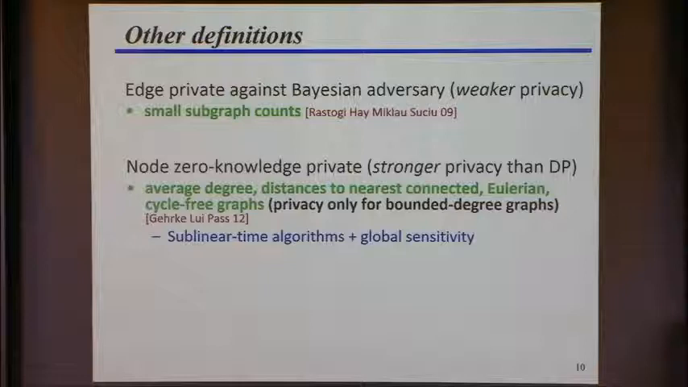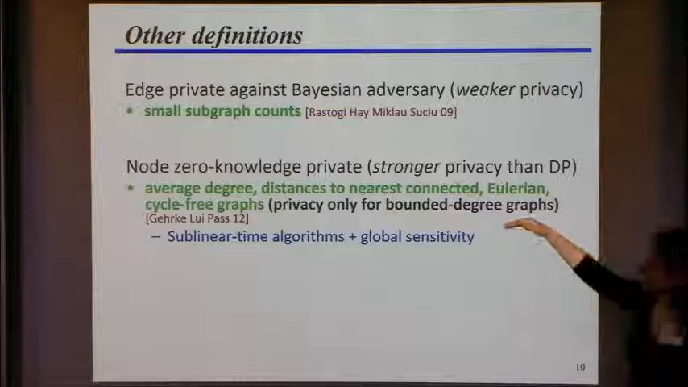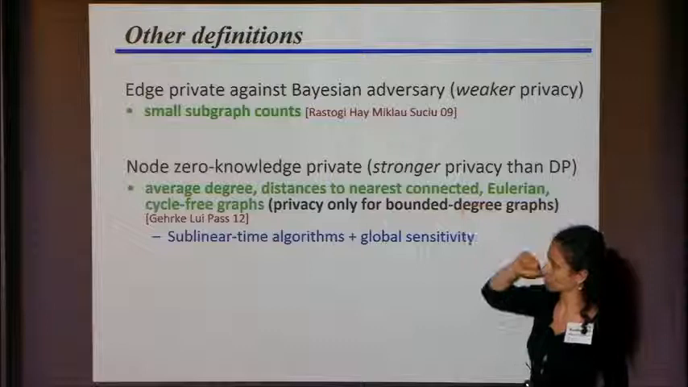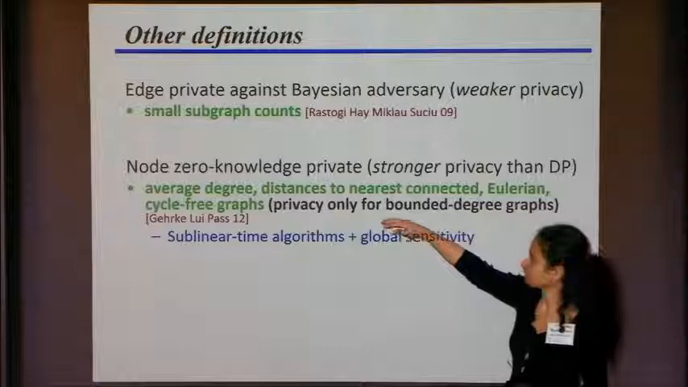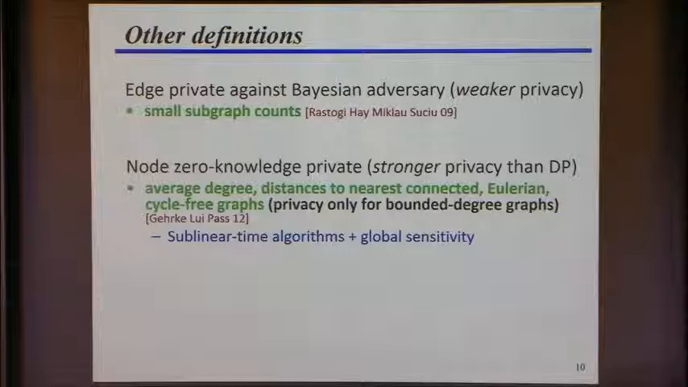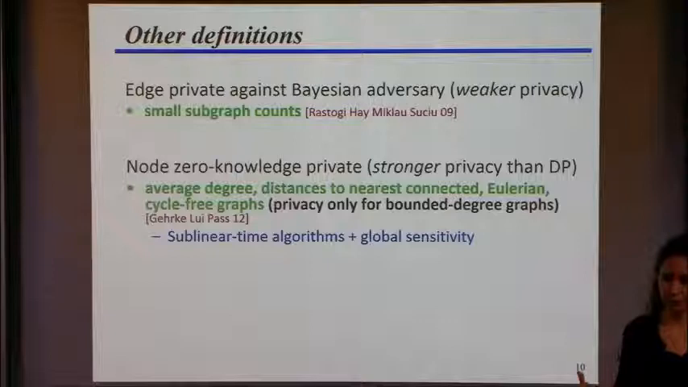And it's the main restriction there. They actually talk about node zero knowledge privacy, but they assume that their graph is bounded degree. So they give privacy only for bounded degree graphs. And basically, if you have privacy with respect to edges, in most cases it's kind of easy to get privacy for bounded degree graphs, right?